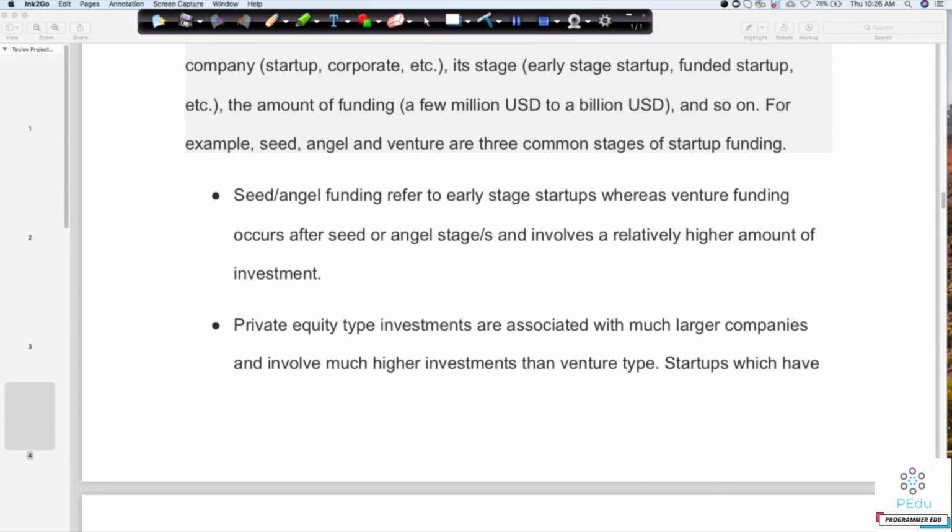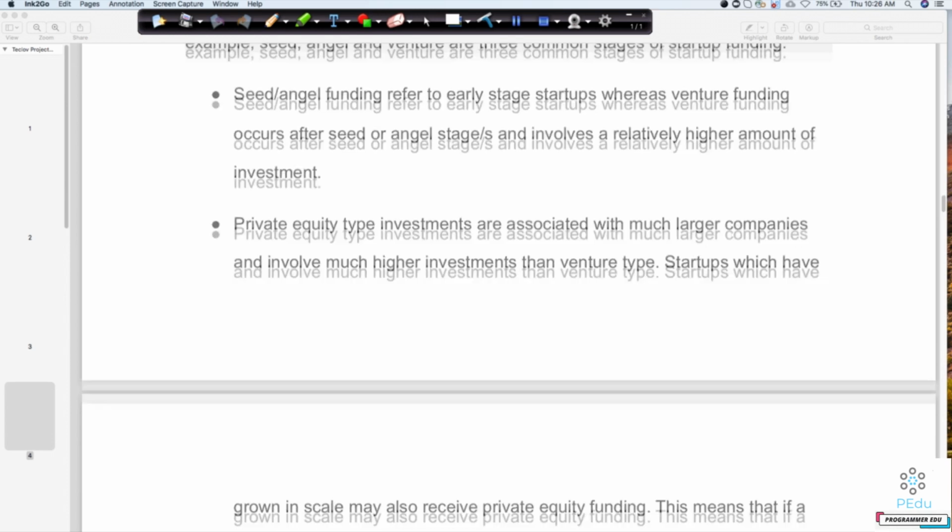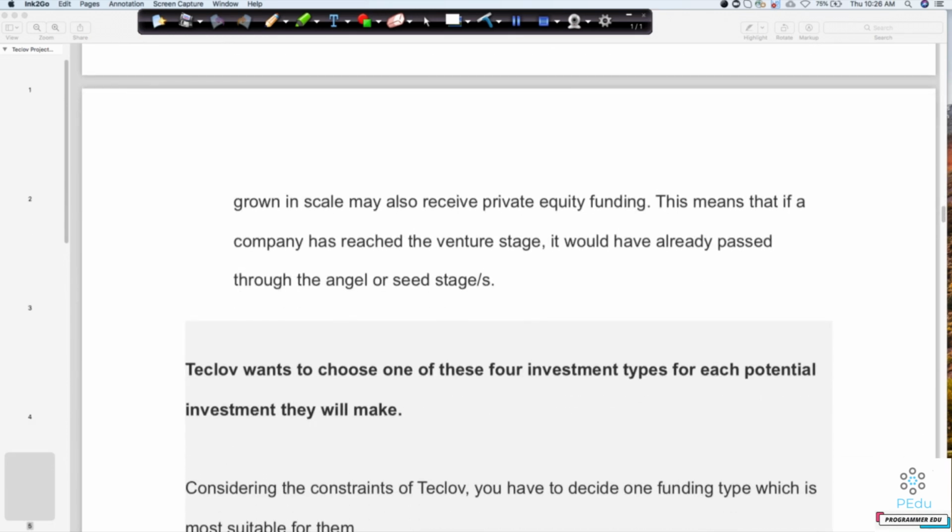So starting with seed and angel funding, this refers to early stage startups where venture funding occurs after seed or angel stages and involves a relatively higher amount of investment. Private equity type investments are associated with much larger companies and involve much higher investment than venture type. Startups which have grown in scale may also receive private equity funding. This means that if a company has reached the venture stages, it would have already passed through the angel or seed stages. Okay, this stage only happens after angel or seed stages.